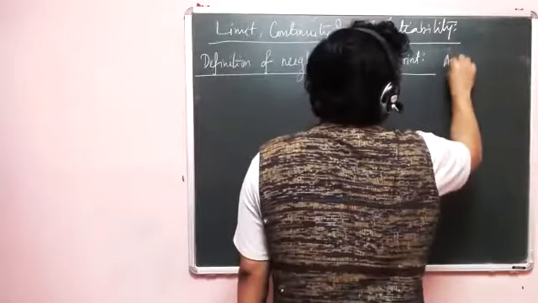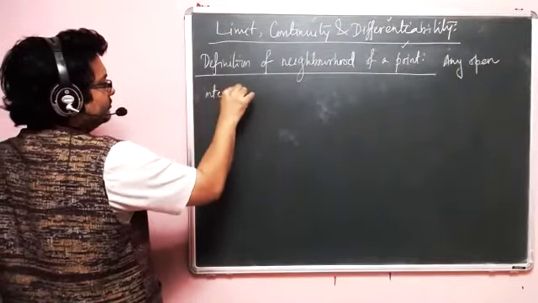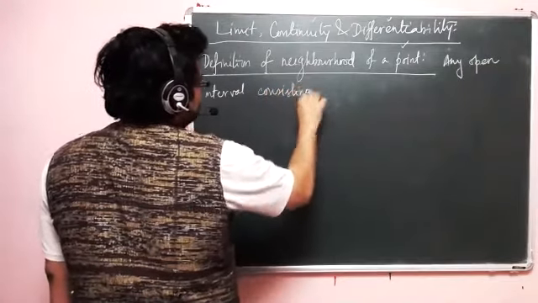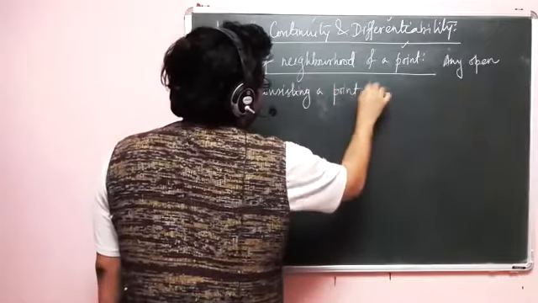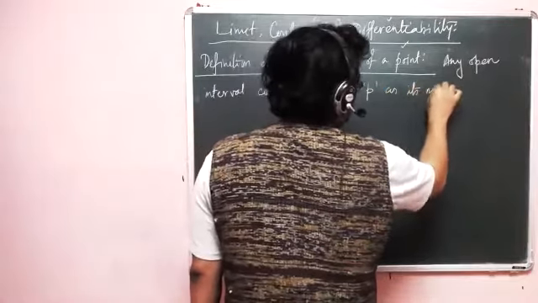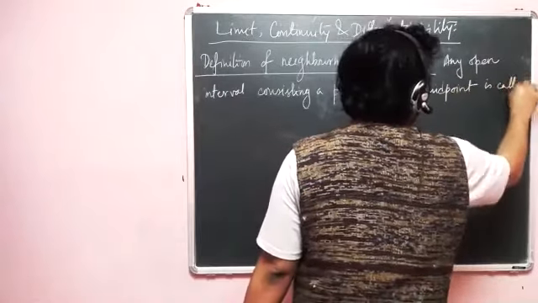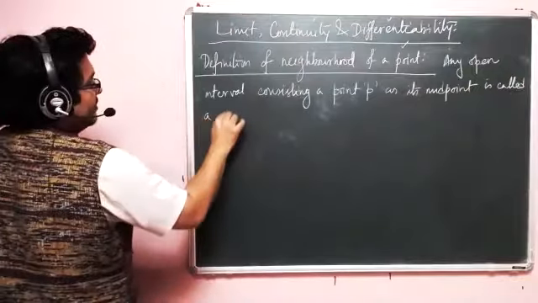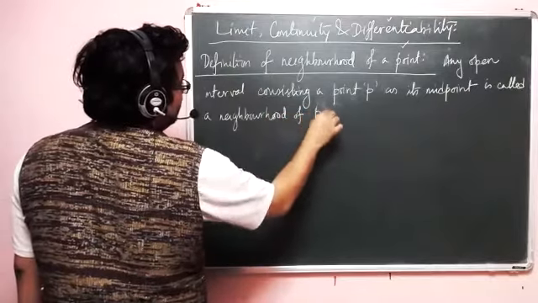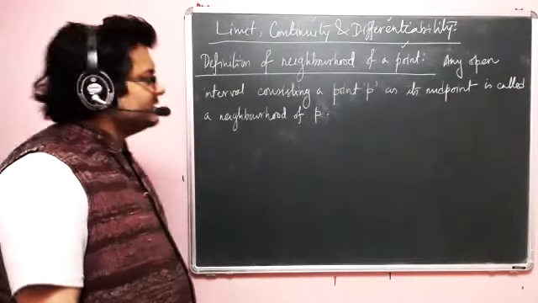It's very simple. Any open interval consisting of a point P as its midpoint is called a neighborhood of P. As a definition, this is pretty straightforward, and also very easy.